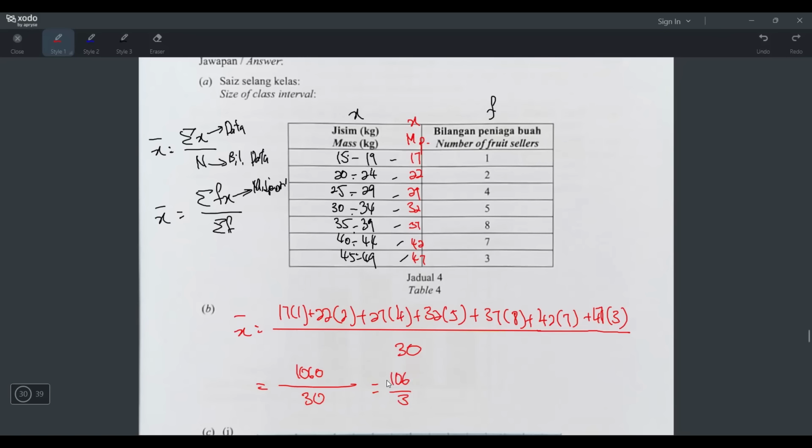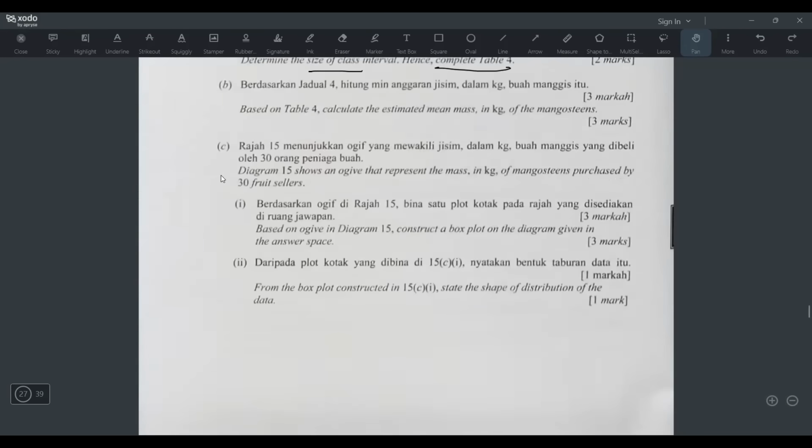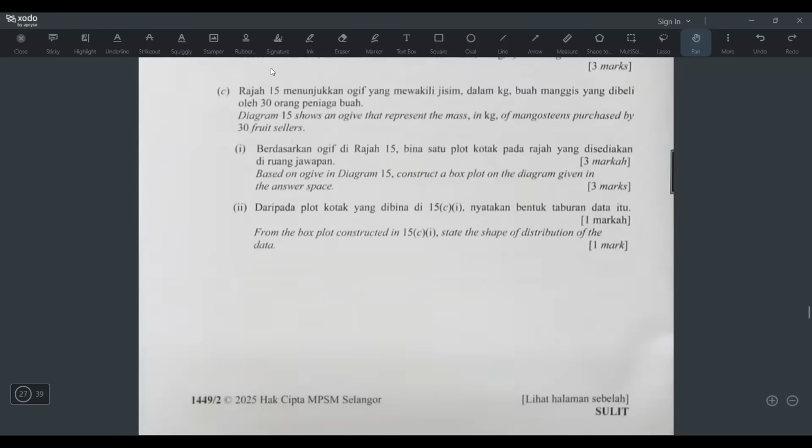Okay, if you want to write in decimal also can, but since the decimal is like recurring decimal, right? They keep on repeating sampai infinity. That is why I decide not to write in decimal. But if you want to write decimal, can also just write 35.33 lah. And since this one is the mass, so I'll just write the unit kg like this. Okay, that's all. Sudah siap B. Now let's do C pula. Okay, so B done. Alright, C.